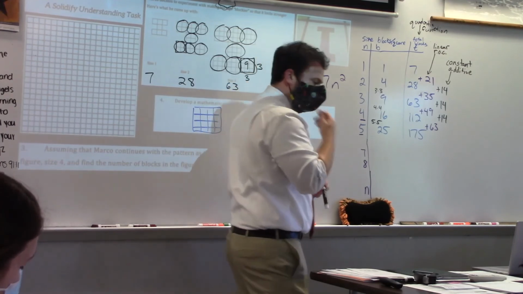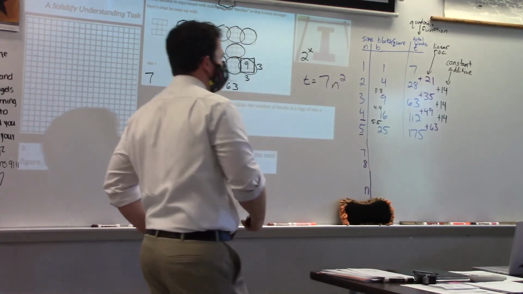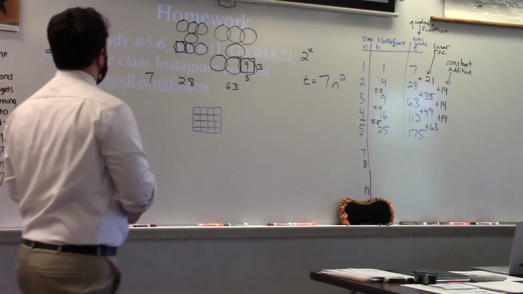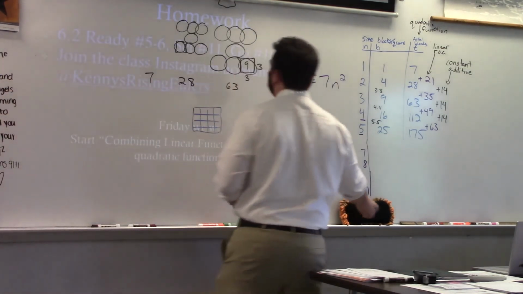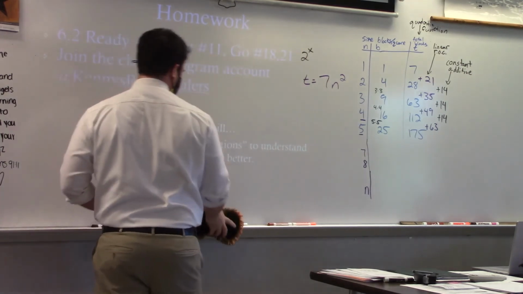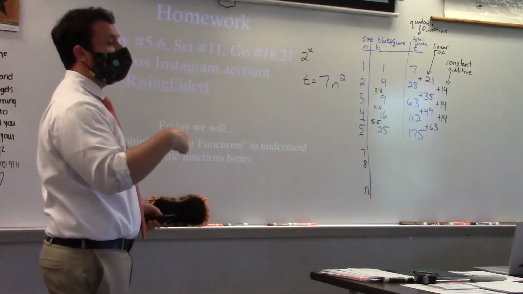Tomorrow, we're going to pick up with the recursive and do some comparison, but here's your homework. 6.2, numbers 5 through 6. Set number 11, numbers 18 and 21. The April Fools would be me not giving you homework.